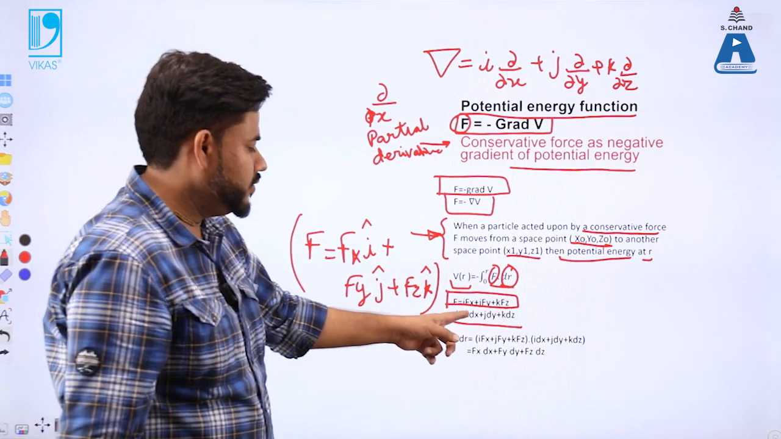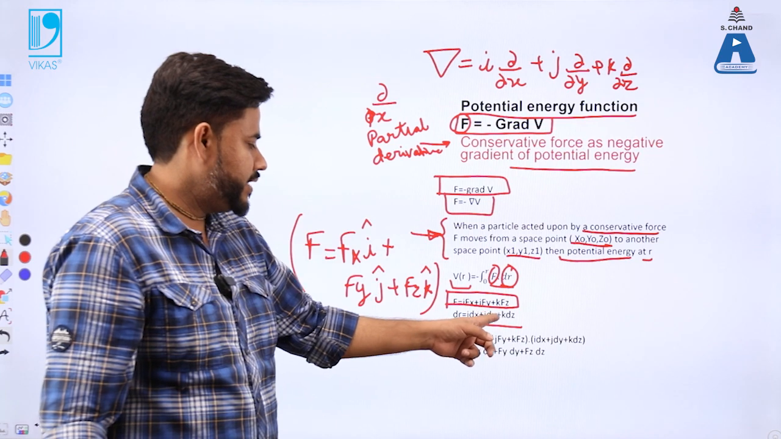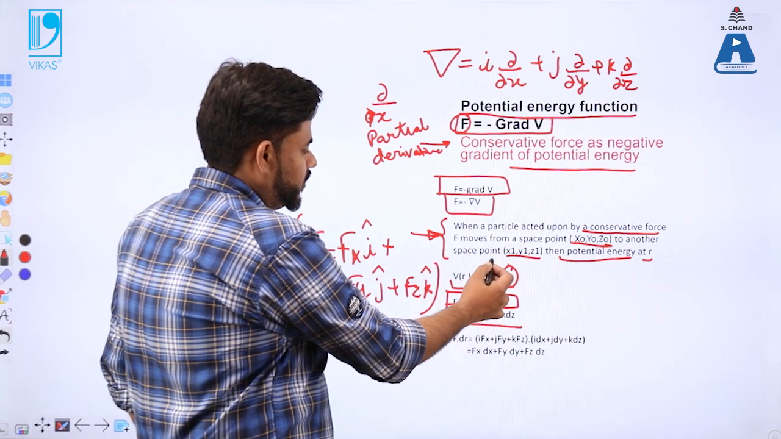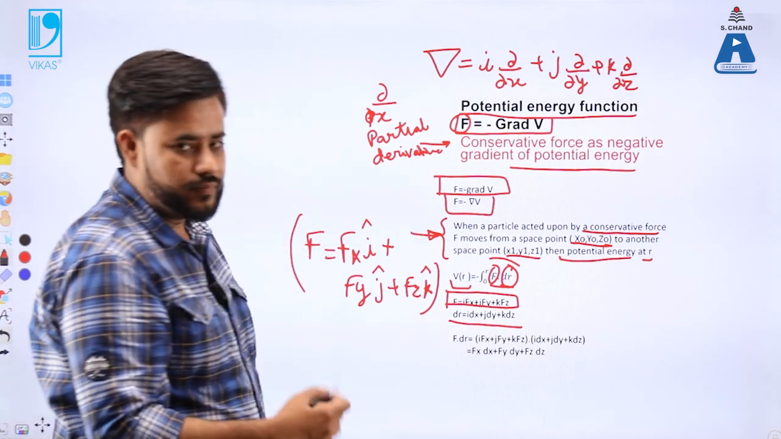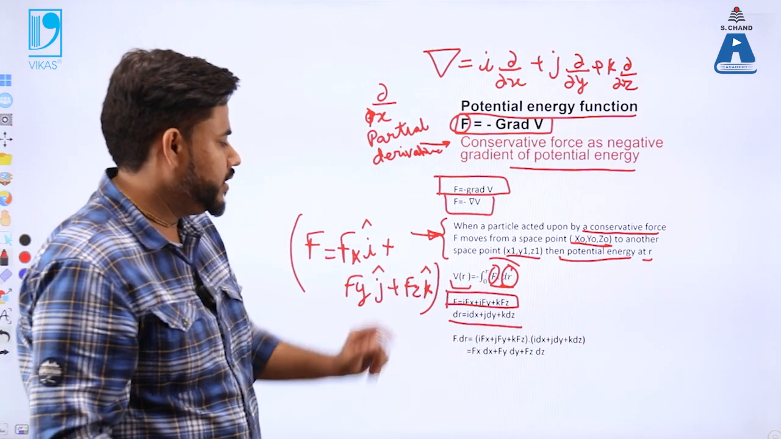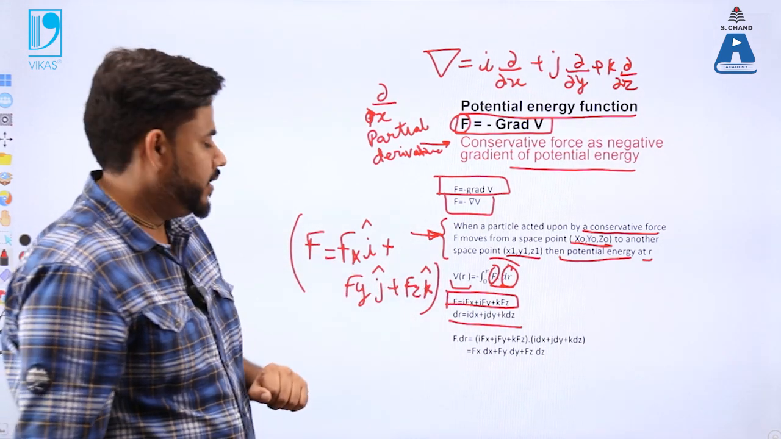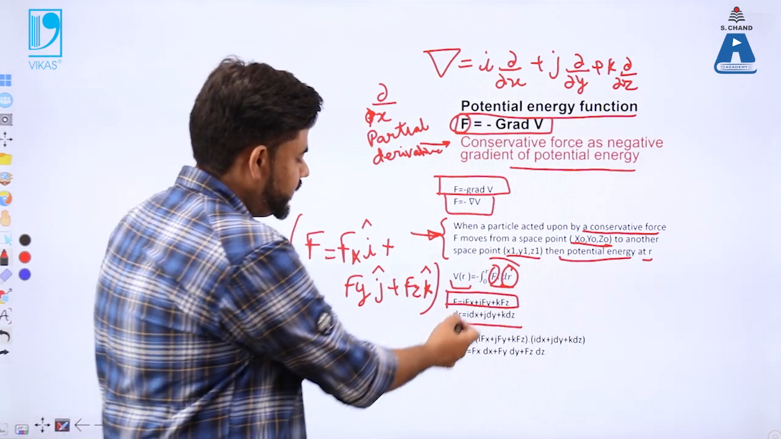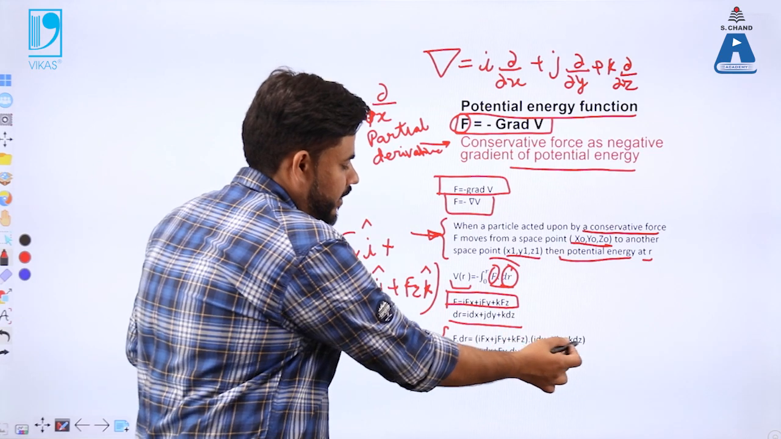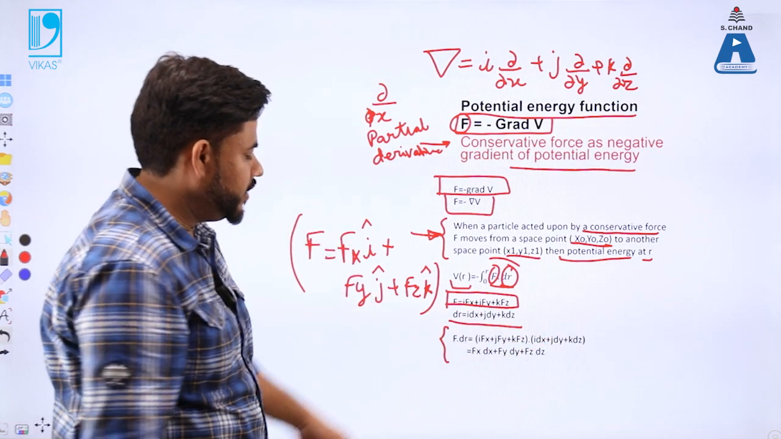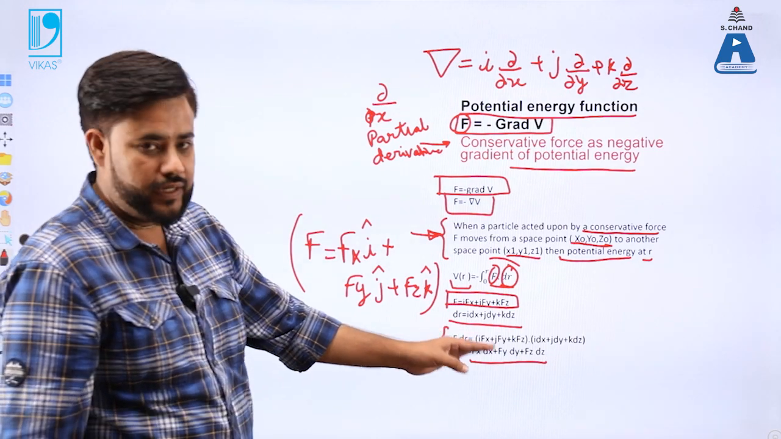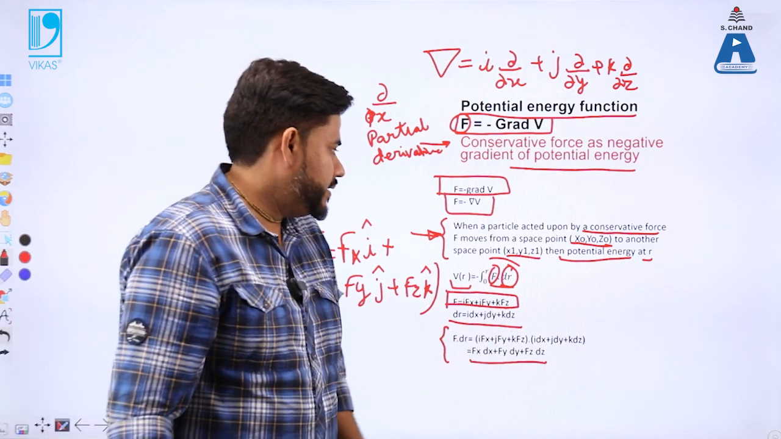So dr is equal to i dx plus j dy plus k dz. I want the value of the product of F and dr, so that I can put it here and then differentiate it. So F multiplied by dr is required. F has this value and dr has this value. When I multiply them, I will get the overall value as Fx dx plus Fy dy plus Fz dz.